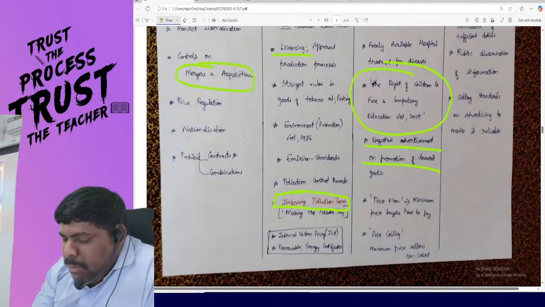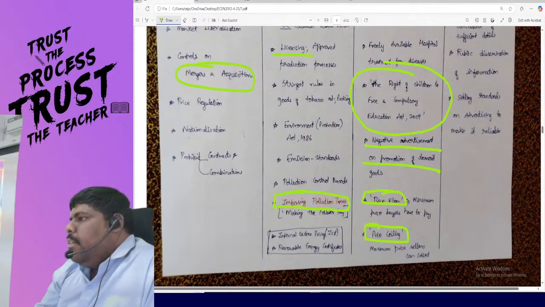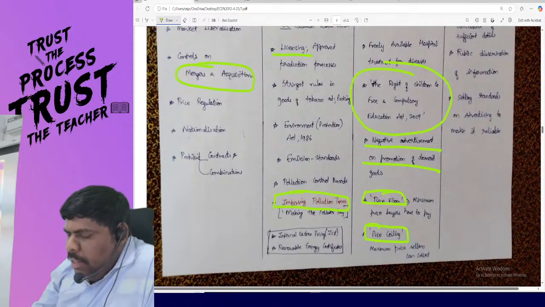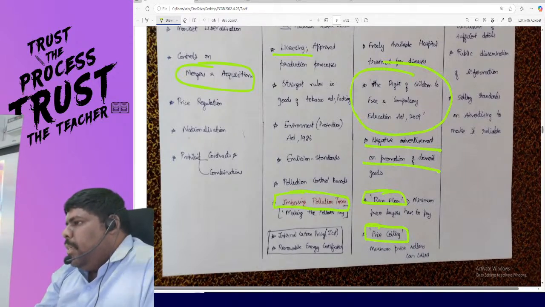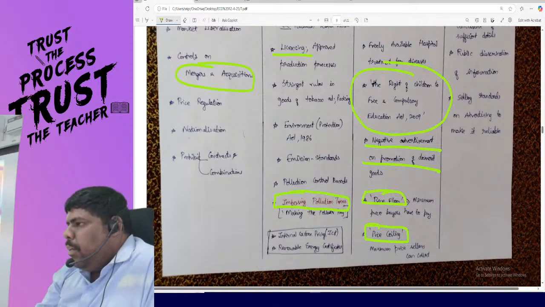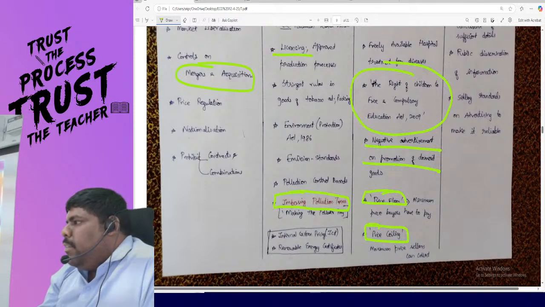A frequent exam question: there is a difference between price floor and price ceiling. Price floor means it is the minimum price the company can charge. Price ceiling is the maximum price the seller can charge. Simple. Floor will be the minimum price, ceiling will be at the top, that will be the maximum price.